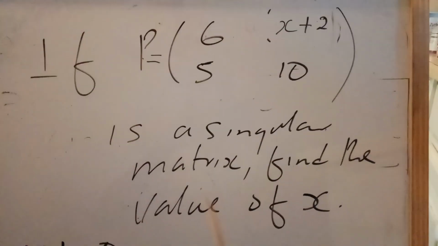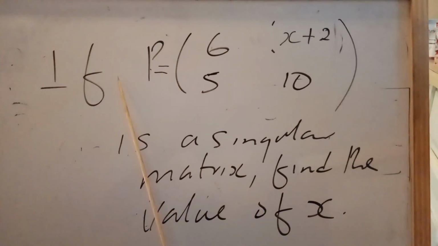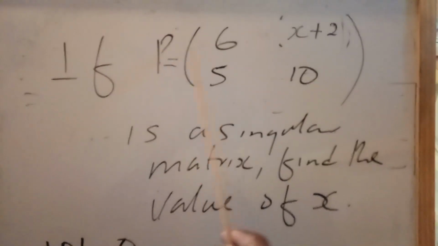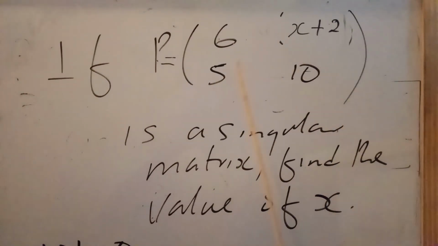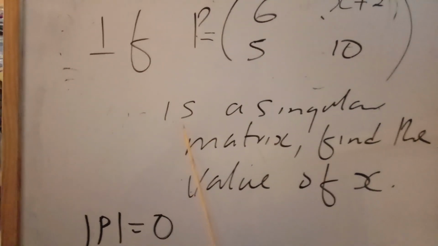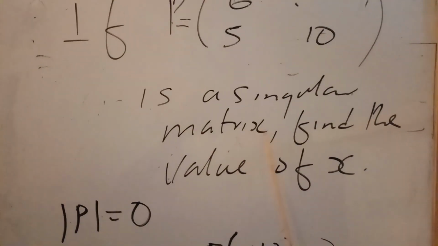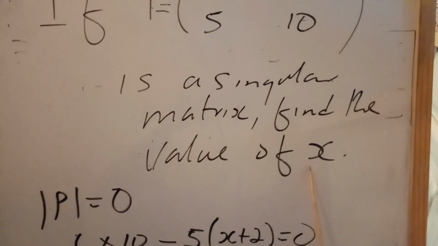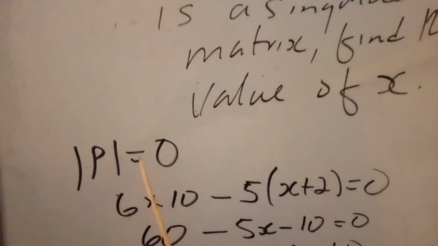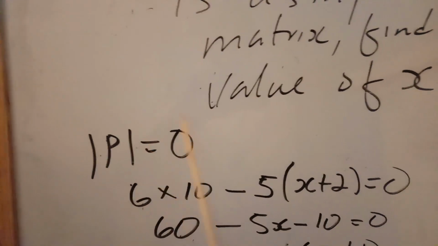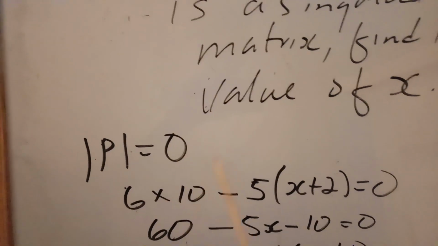All right. Since they say P is equal to the matrix 6, x minus 2, 5, 10, and it's a singular matrix, find the value of x. Since they say it's a singular matrix, that means the determinant is equal to 0, right? So how do you find the determinant?